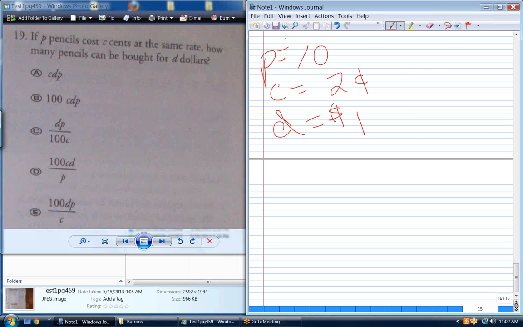So how many pencils can be bought for D dollars? Well, if pencils cost 2 cents each, and you have $1, how many can you get? Oh, what am I doing wrong here? Okay. 50. In other words, to figure out how many I can buy for $1, I merely need to divide D by C. 2 cents goes into 100 cents 50 times. Right, okay. Well, I know I can buy 50 pencils with these numbers. So what I have to figure out is, using these 3 numbers, which of these answers is equal to 50?